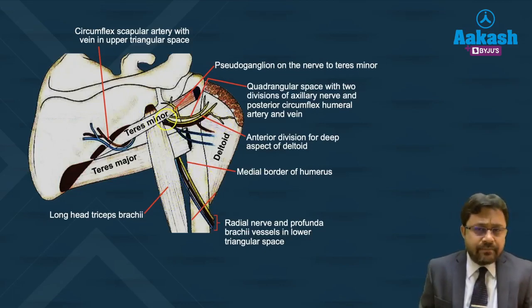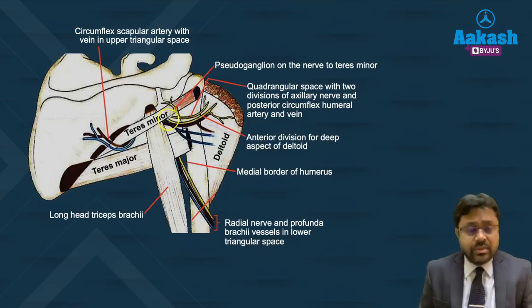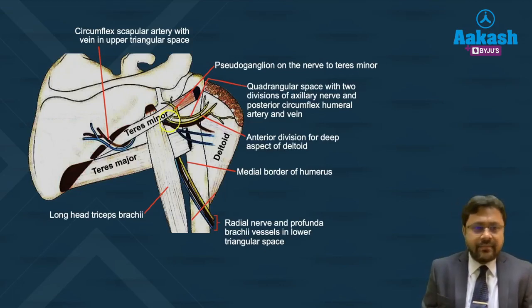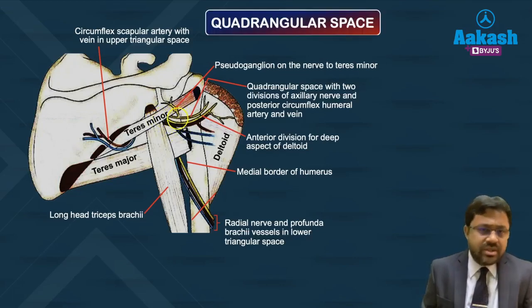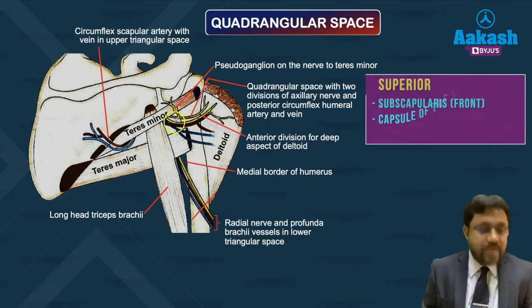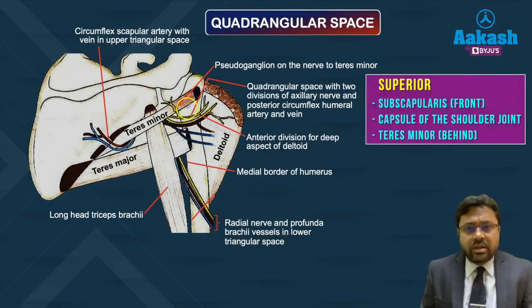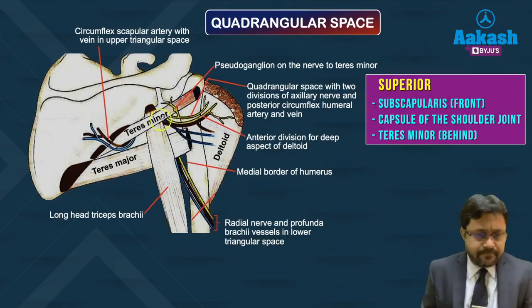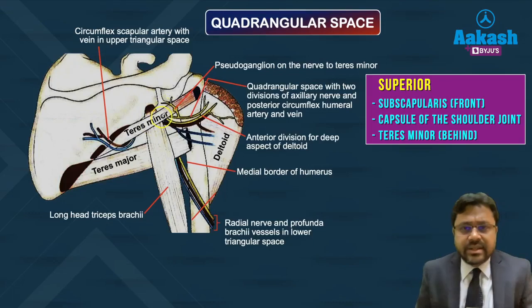Now, the spaces we talk about over here are quadrangular and triangular. Firstly, we'll talk about the quadrangular space, which has the following boundaries. It's bounded above by the teres minor muscle, which is the posterior-most muscle. If we discuss the boundaries from before backwards, not seen over here, most anteriorly we'll come across subscapularis, then a part of the capsule of the shoulder joint, then teres minor. So three structures from before backwards: subscapularis, lower part of the capsule of the shoulder joint, then the teres minor muscle. These three form the boundary above.